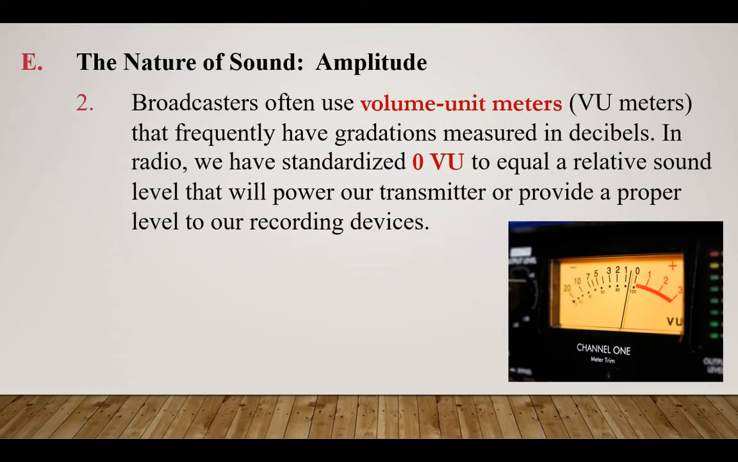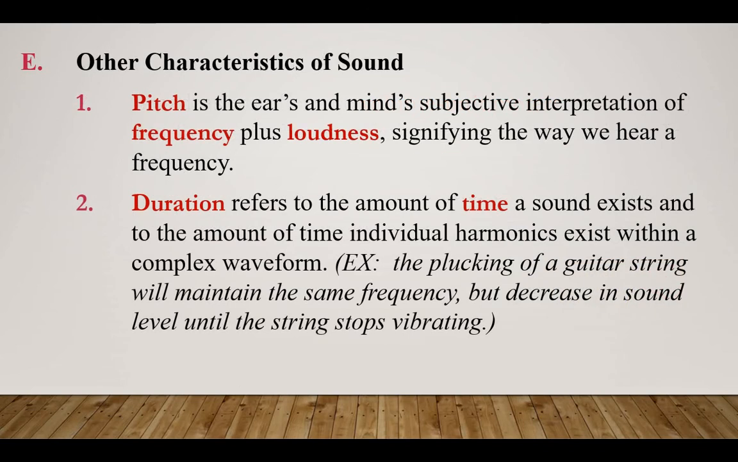As far as amplitude goes, broadcasters often use volume unit meters or VU meters that frequently have gradations measured in decibels. In radio, we have standardized 0 VU to equal a relative sound level that will power transmitters or provide a proper level for our recording devices. So 0 VU is the optimum volume level that we are searching for most of the time.